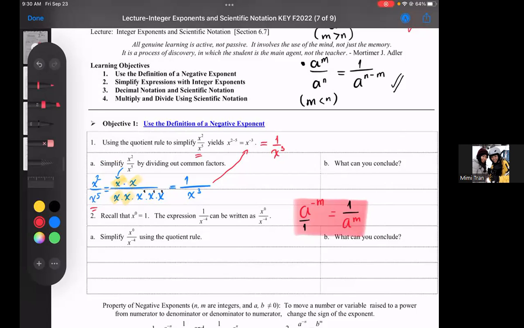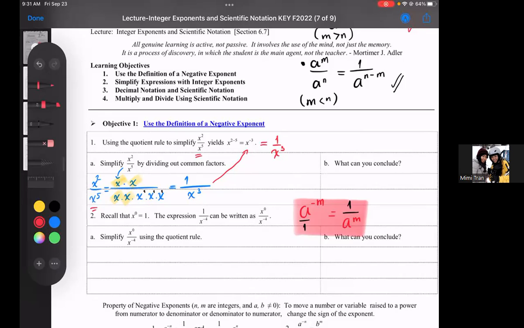And it can be explained a different way. So let me explain a different way for you. One way is you roll it out like that, which is right. It's not wrong, it's just not efficient. So let me explain another way. Why is it that a to the negative n is equal to 1 over a to the n?